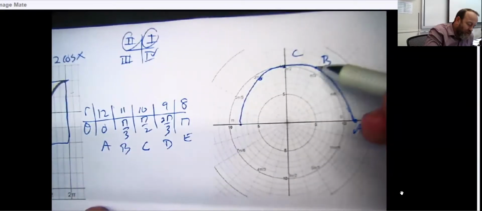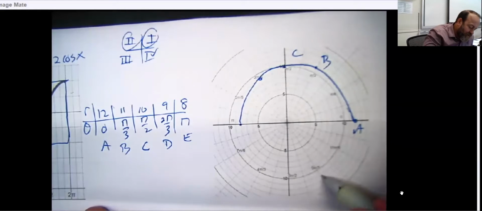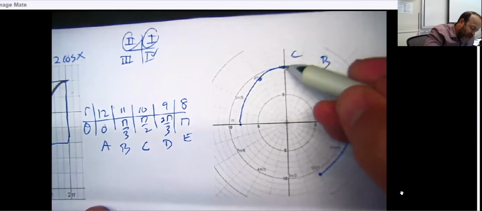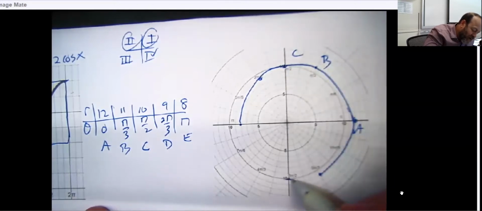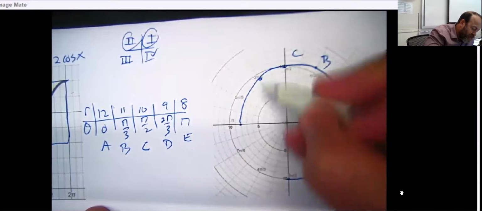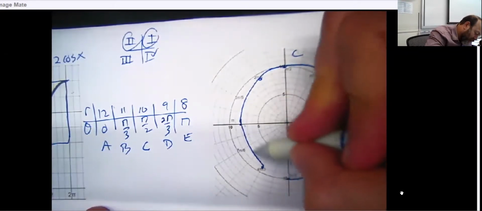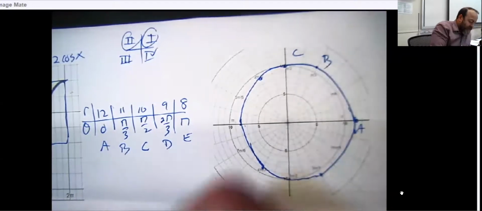So I know if this value is at pi over 3, then that same value is down here at 5 pi over 3 because of that nice little x-axis symmetry. I've got this 10 at pi over 2, so I've got another one here at 3 pi over 2. 2 pi over 3, I'm going to make it down here at 4 pi over 3, and there we go. That is my nice little graph of my limacon.